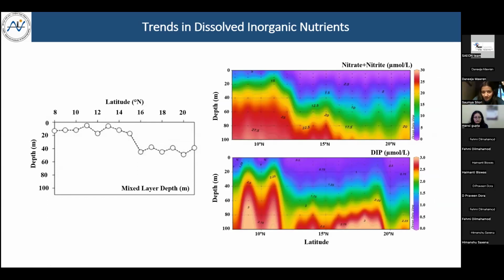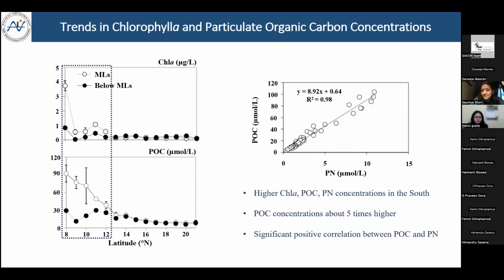Now, as expected, and in line with this distribution of physicochemical parameters, we looked at the chlorophyll and particulate organic carbon that we believe is mostly produced by the phytoplankton. In these graphs, I've taken the average values within the mixed layers and what we see below the mixed layers. For chlorophyll and for particulate organic carbon as well, we see that in the south the values are higher, and then there's a sharp decline in the values as we move towards the north. That is something we would expect because of the way the nutrients are distributed.